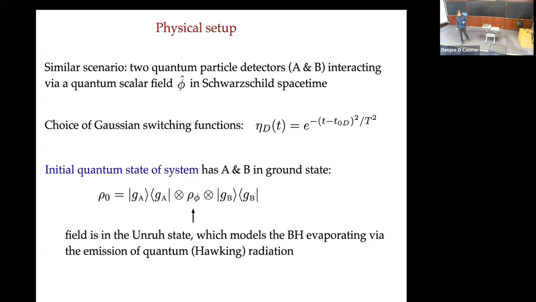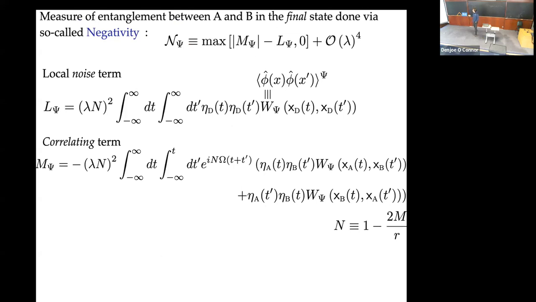This is the state of the field in a black hole spacetime. There are different quantum states, and we're choosing the Unruh state. The Unruh state models the state of the field near an evaporating black hole, evaporating via the emission of Hawking radiation. So it really is the most astrophysically relevant quantum state. We set the detectors in the ground state and the field in the most astrophysically relevant quantum state. A measurement of the entanglement between the two detectors, between Alice and Bob, at the end, after some time t, actually as t goes to infinity, can be done through the so-called negativity.